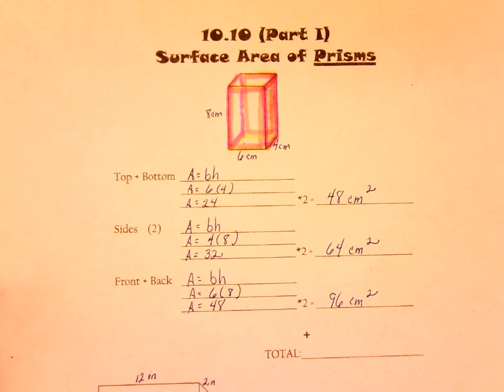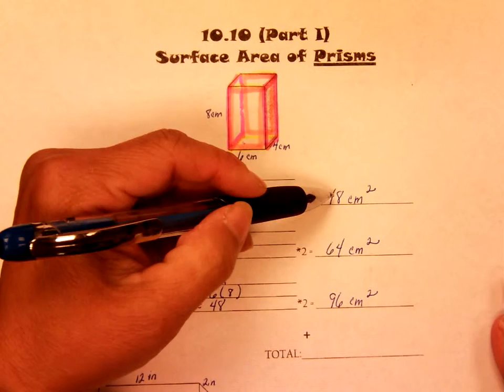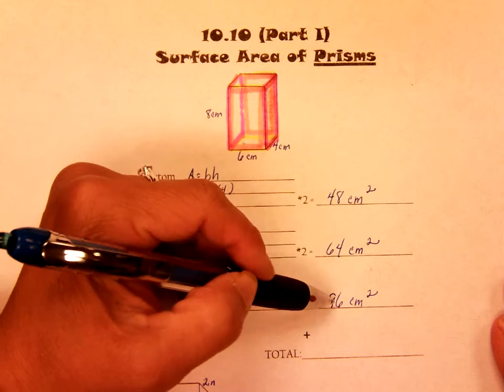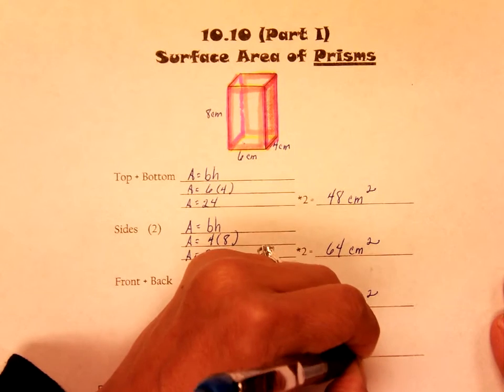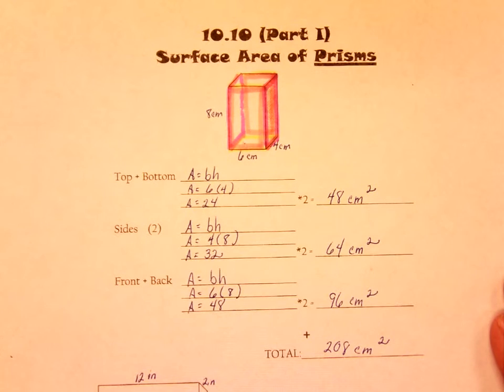Now, what we're doing is taking this prism and taking it apart, and so now we want to know the total surface area. All you have to do is add up 48 plus 64 plus 96, and you'll get 208 centimeters square.